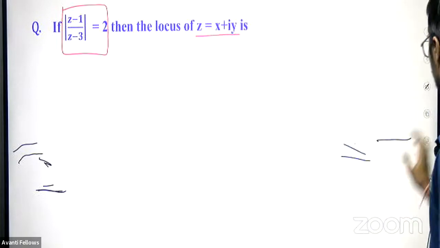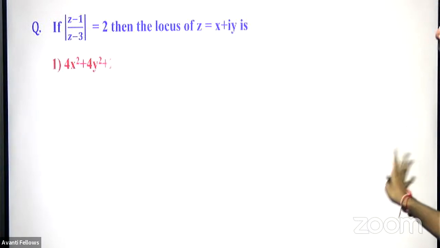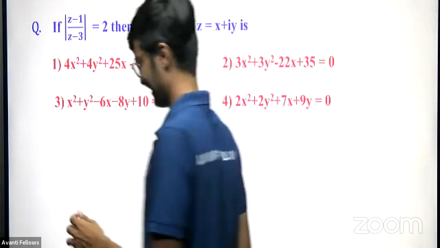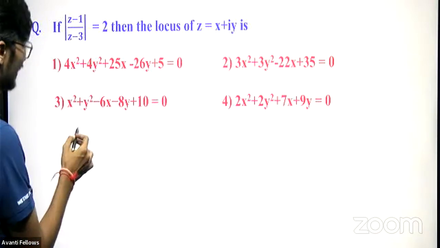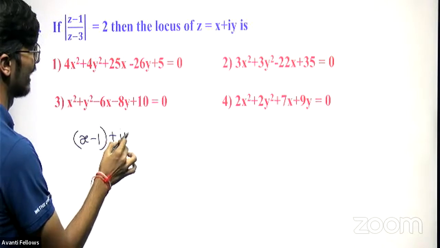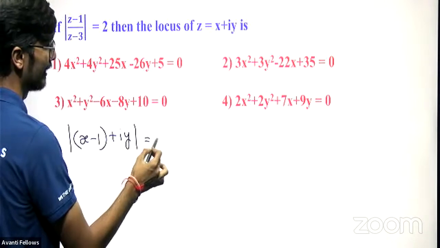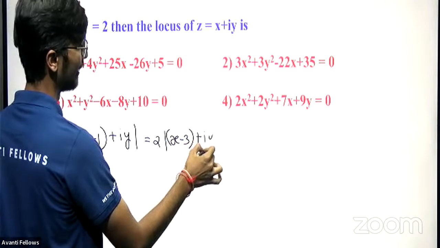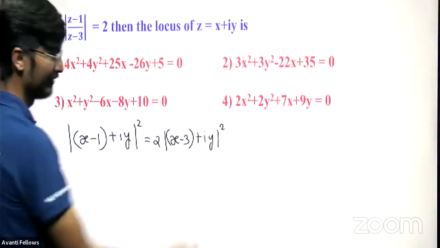The options are A, B, C, and D. Now, this is a very simple question. Let's just substitute the value of z here. So what I'll get is x minus 1 plus iy. I'll simultaneously cross multiply by x minus 3 plus iy. Got it? And we don't require mod, that means we'll square.